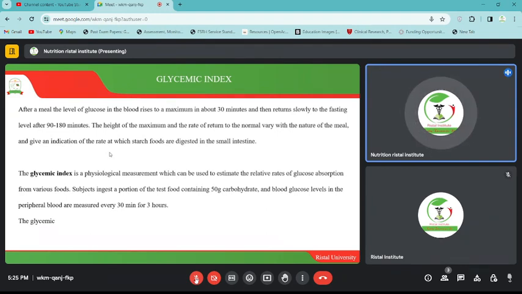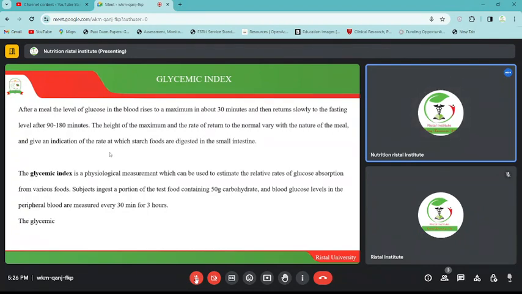This will be absorbed in your intestines, or in your digestive tract, and then it causes a rise in your blood after absorption. It will cause your blood levels to shoot up to a maximum within about 30 minutes. And then later on, it returns slowly to the fasting level after 90 to 180 minutes.